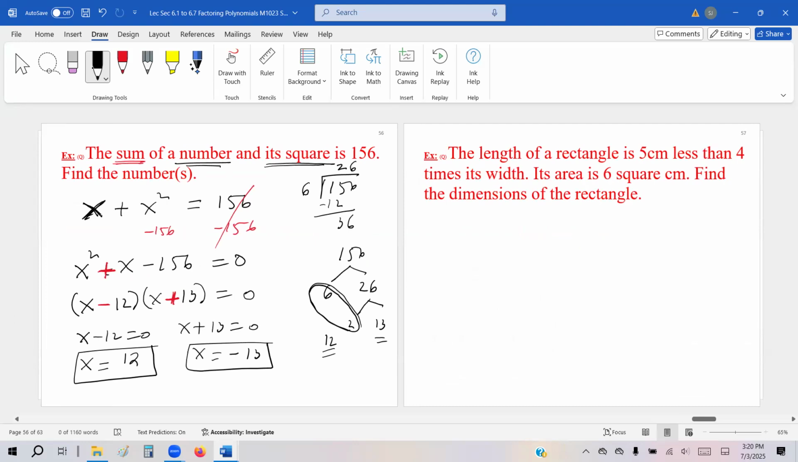Okay, let's say you're working with a painter, when you paint the house. You need to know the dimension of the room or the house in order to figure out how much paint you need. So this is one scenario. The length of a rectangular house is 5 centimeters less than 4 times its width, and the area is 6. What's the dimension?